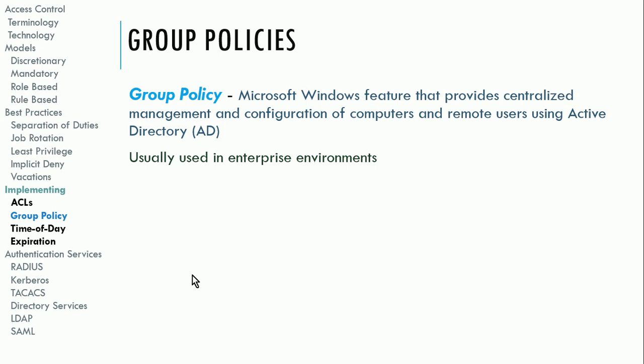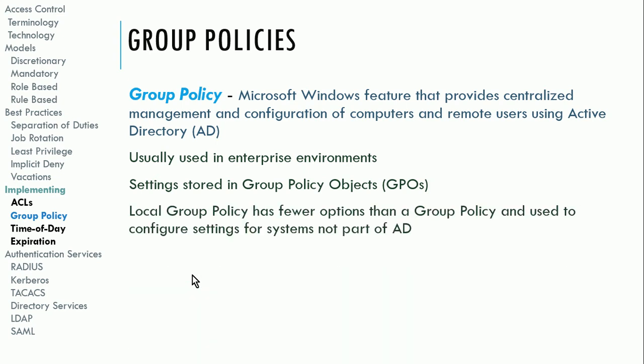So usually in an enterprise environment, we'll have something like group policies, and all the settings are stored in group policy objects or GPOs. There is also this thing called a local group policy, which is sort of like group policy, but it does not have to be part of Active Directory or a domain controller in Windows. If you take a Windows course, you'll learn about group policies and how you can configure them, set them up and manage them, which are all great things.